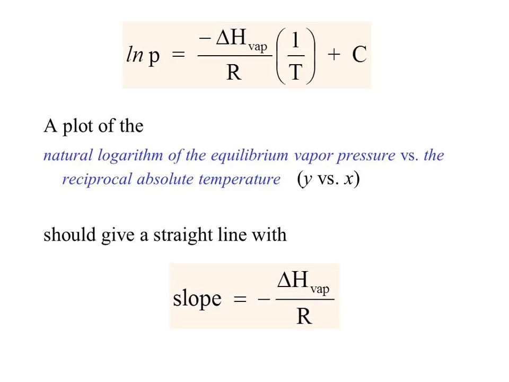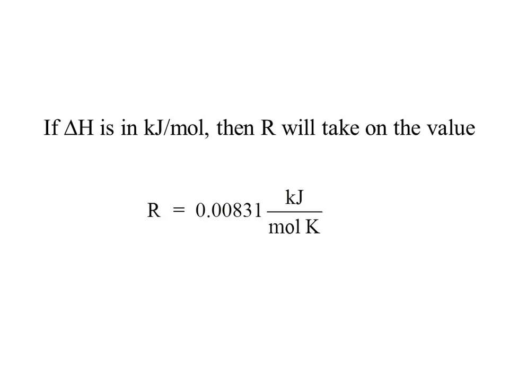What do I have next? So let's focus on the slope part. That m, the slope of your line, is going to be equal to negative heat of vaporization over R. Let's see how we could use that to our advantage. The value of R you're going to use is that thermodynamic value of R, 0.00831 kilojoules per mole Kelvin.